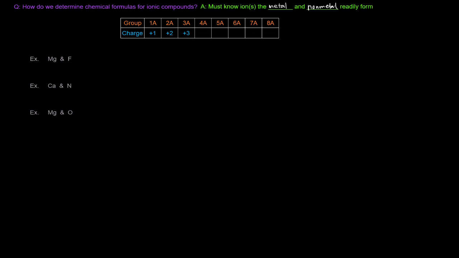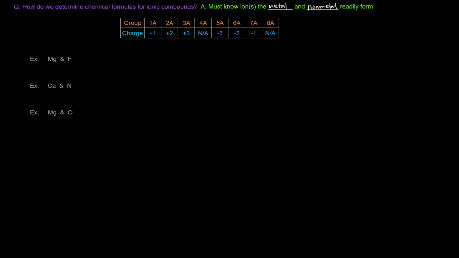8A is the noble gases. They will not form charges. 7A, they'll gain 1, so they'll be -1. 6A will be -2. 5A will be -3. 4A is kind of unique. It could either gain 4 or lose 4, but for all intents and purposes, we're going to take the group 4A elements to not form ions.